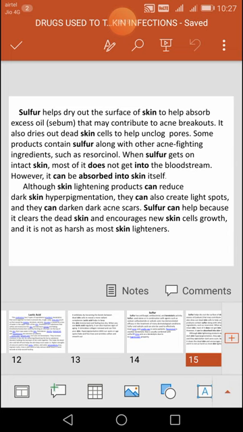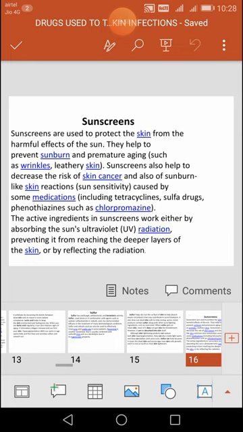Although skin lightening products can reduce dark skin hyperpigmentation, they can also create light spots, and they can darken acne scars. Sulfur can help because it clears the dead skin and encourages new skin cells to grow, and it is not as harsh as most skin lighteners. So sulfur is used for skin lightening, that is for glowing the skin. So most of these skin glowing creams contain sulfur.